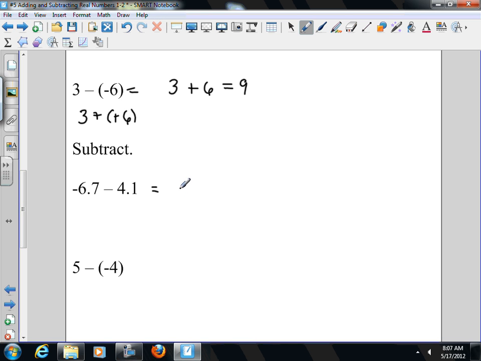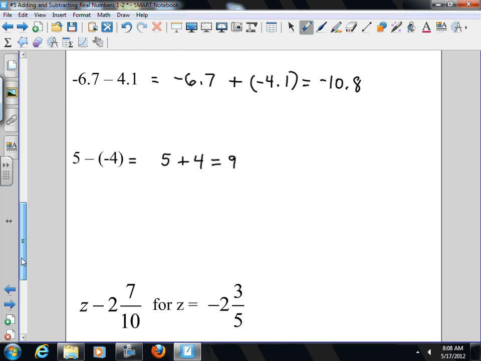Okay? So now, this one. Negative 6.7 minus 4.1. Well, keep your first number, negative 6.7. Change your minus to plus. The opposite of 4.1 is negative 4.1. Remember, the signs are the same, so we're just going to add the numbers. So we end up with negative 10.8. Really, we're adding the absolute values of the numbers and just putting the negative sign, the common sign, in front. 5 minus negative 4. Keep the first number, change the minus to plus, take the opposite of the second number, which is 4, and we get 9.